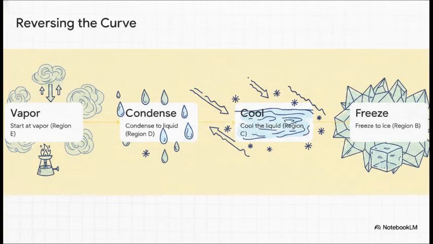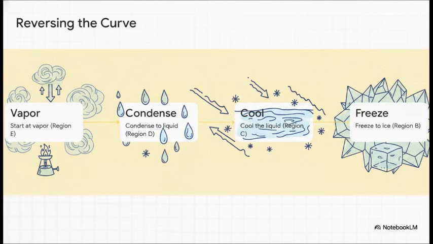Honestly, to solve these complex multi-phase questions, we just use 4 sequential steps. Step 1, start hot in region E as vapor. Step 2, move left to region D, where we condense that gas into a liquid. Step 3, move down the slope of region C, cooling that liquid water. And step 4, hit the plateau at region B, where we freeze the liquid back into solid ice.